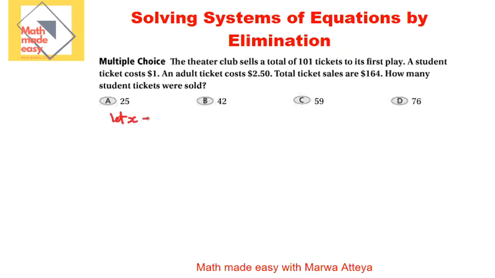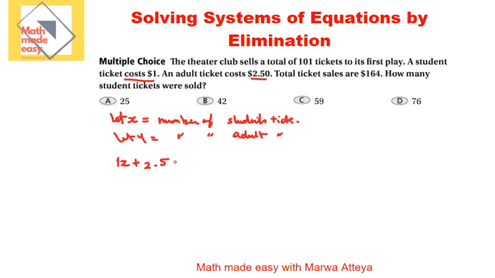So let x equal the number of student tickets and let y be the number of adult tickets. I'm abbreviating things just to save time. So x is the number of student tickets and y is the number of adult tickets. The cost of a student ticket is $1, so I can multiply 1 by x, plus the adult ticket costs $2.50, so 2.5 (you don't have to write the 0 when you're solving) multiplied by y.